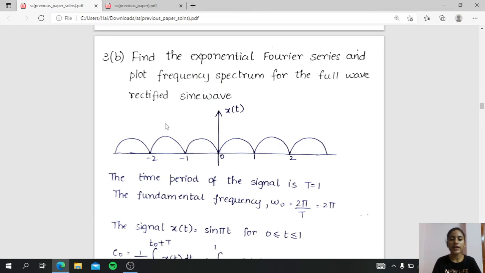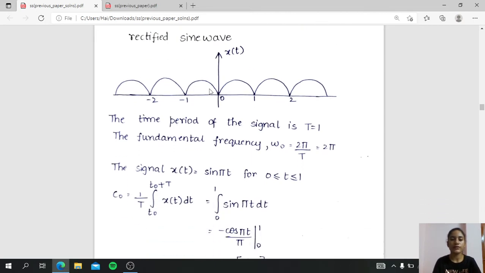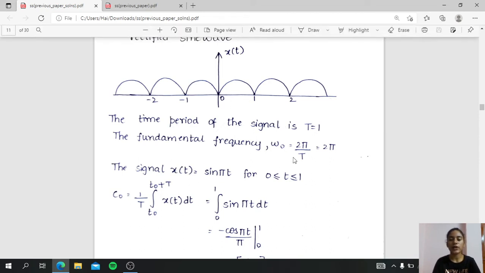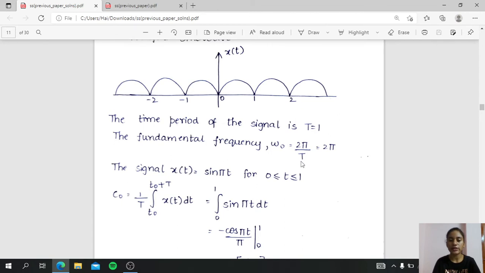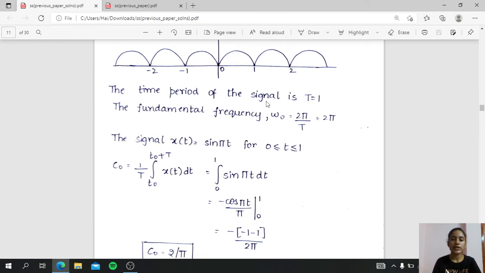So next question, find the exponential Fourier series and plot the frequency spectrum for the full wave rectified sine wave. So this is your full wave rectified sine wave. And its time period is 0 to 1. So your time period T will be 1. And the fundamental frequency omega naught is given by 2 pi by T. Your T value is 1. So your omega naught will be 2 pi. Since the signal from 0 to 1 is sine pi t, x of t is equal to sine pi t in the interval 0 to 1.